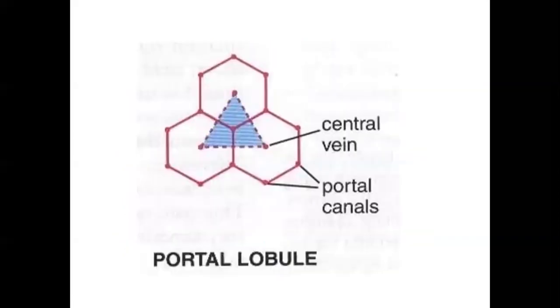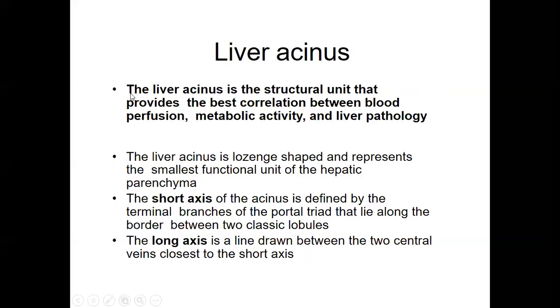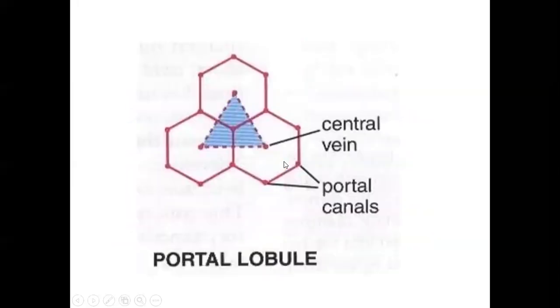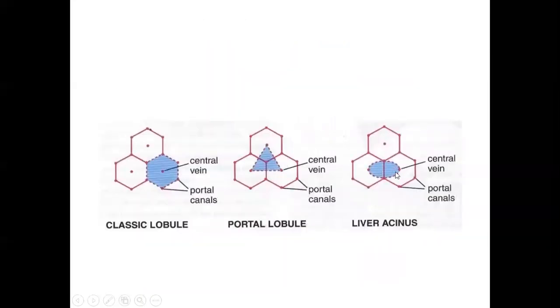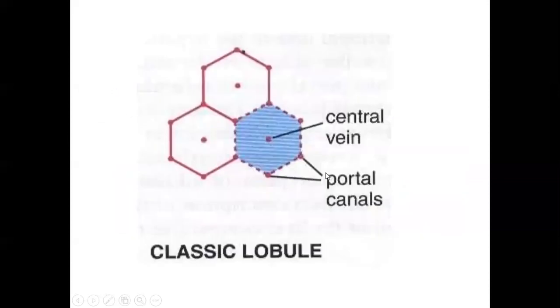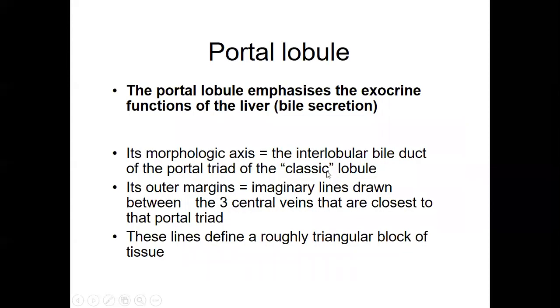How about the liver acinus? The liver acinus is the structural unit that provides the best correlation between blood perfusion, metabolic activity, and liver pathology. And the liver acinus is lozenge shaped. So you can see here, in the picture, it is lozenge shaped, elliptical.